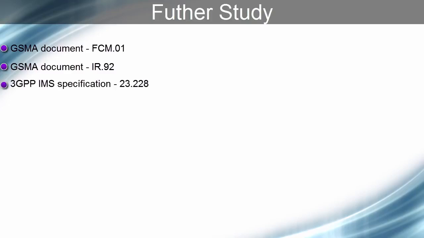I have covered only important aspects of the IMS network. If you want to study more, here are a few references. Number 1. GSMA document FCM.01 should be the ideal starting point. This document has all the signaling flows of various kinds of VoLTE calls. Second very important document is IR.92. This document has all the necessary requirements for VoLTE at the UE side. It is a very small document but full of knowledge. Third document is 3GPP specification 23.228. Although it is a very big document, it has everything about IMS networks.